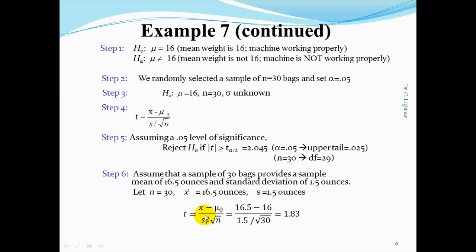In step 6, we should plug in our values into the test statistic. We plug in our x-bar value, which is 16.5, our mu0 value, which is the value listed in our hypotheses, our S value, our sample standard deviation, and our n value.